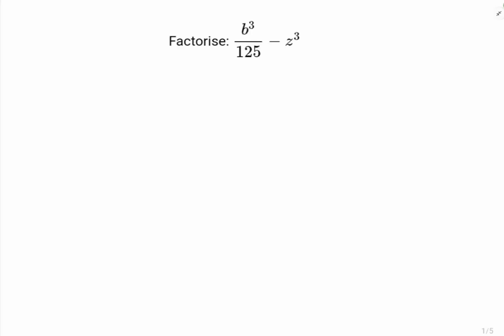Let us go ahead and look at this given expression. They're asking us to factorize it. So what is the first thing we can notice here? The 3's, right? We have b cubed and z cubed. So what would that imply?